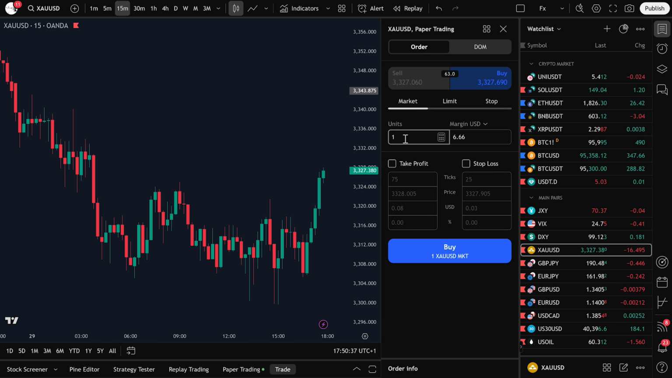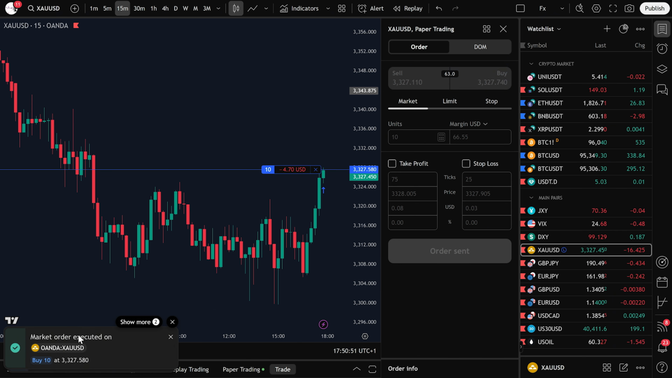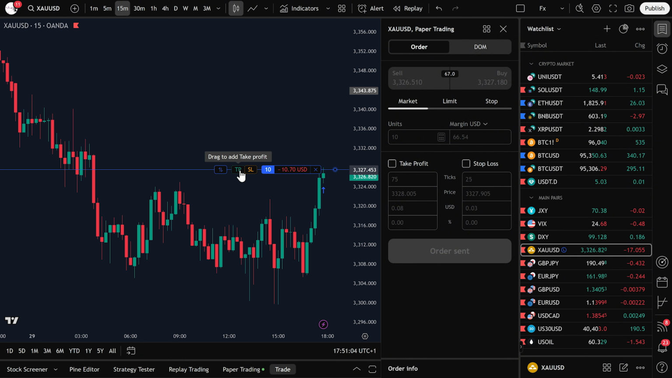So let's say you want to buy. First, you select the number of units you want to buy. For example, I'll type in 10 units. Now, click Buy. You can see the market order has been executed instantly on gold. We're now live in the trade. You might notice that we are either in a slight loss or profit right away. That's completely normal.